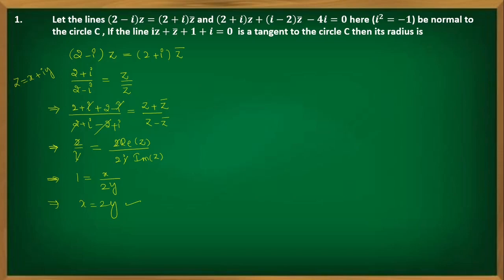Now similarly you see the second one. One more line is given. What is the one more line?